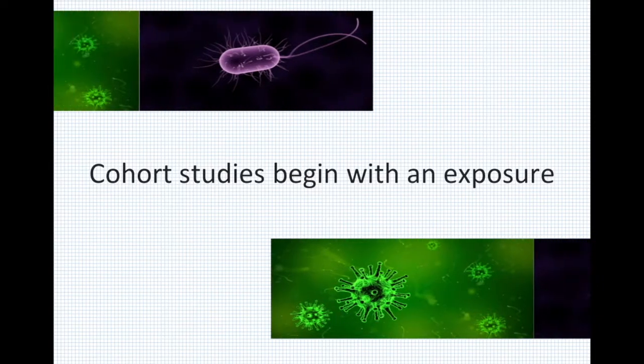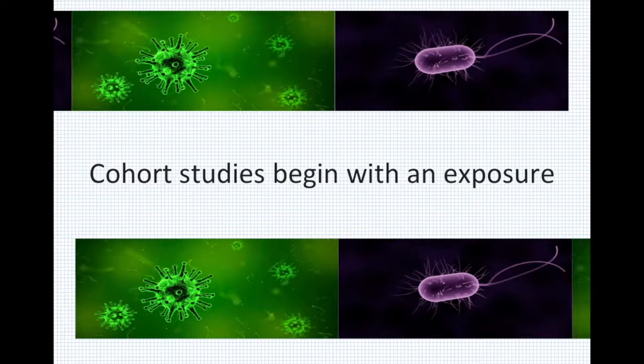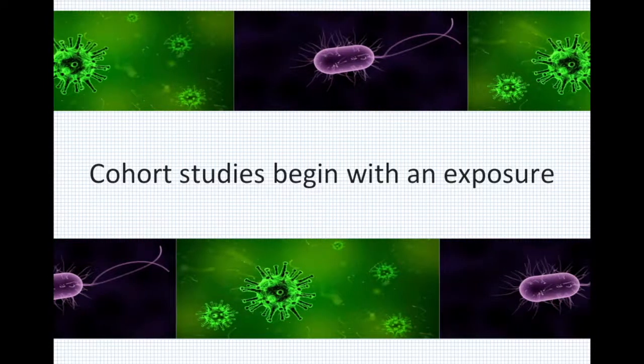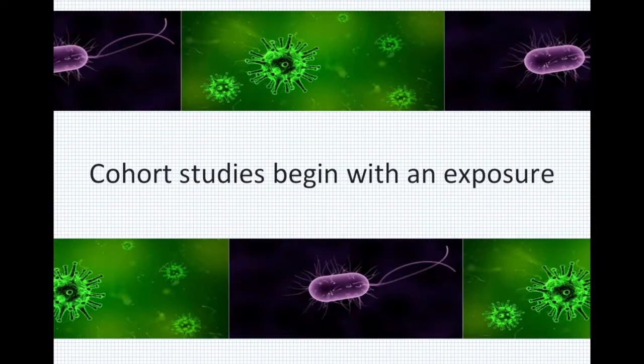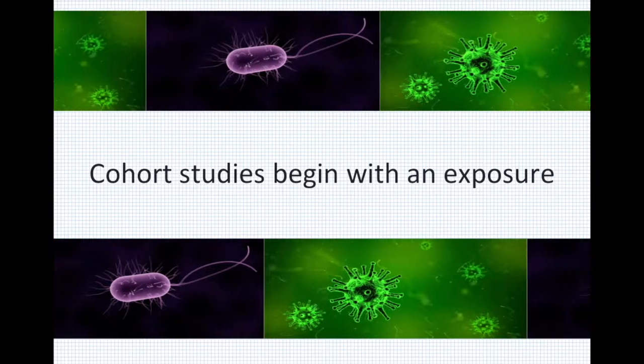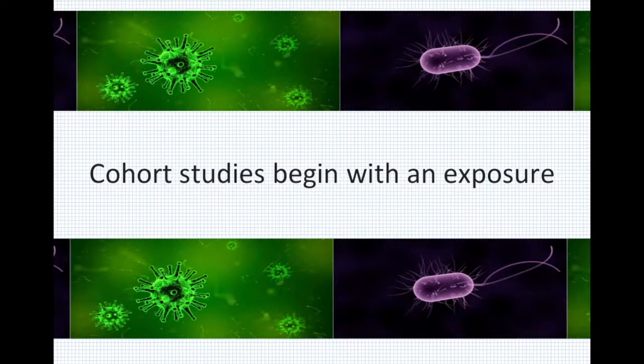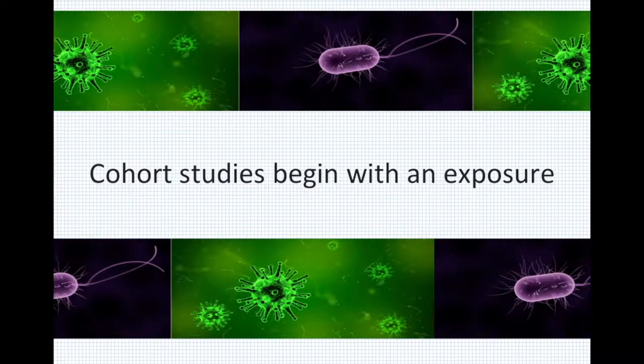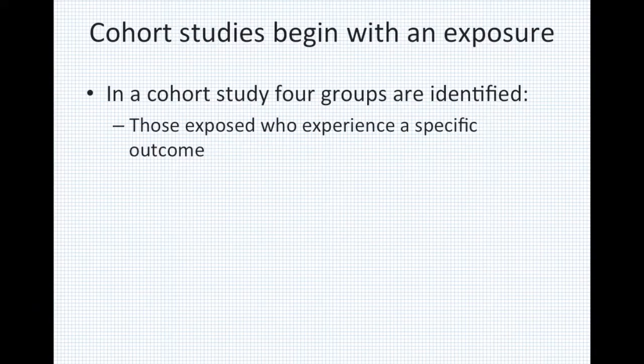So cohort studies begin with an exposure. Basically, an epidemiologist identifies an exposure that they think may lead to some sort of outcome. So they decide to study it and they create their hypothesis around that exposure.